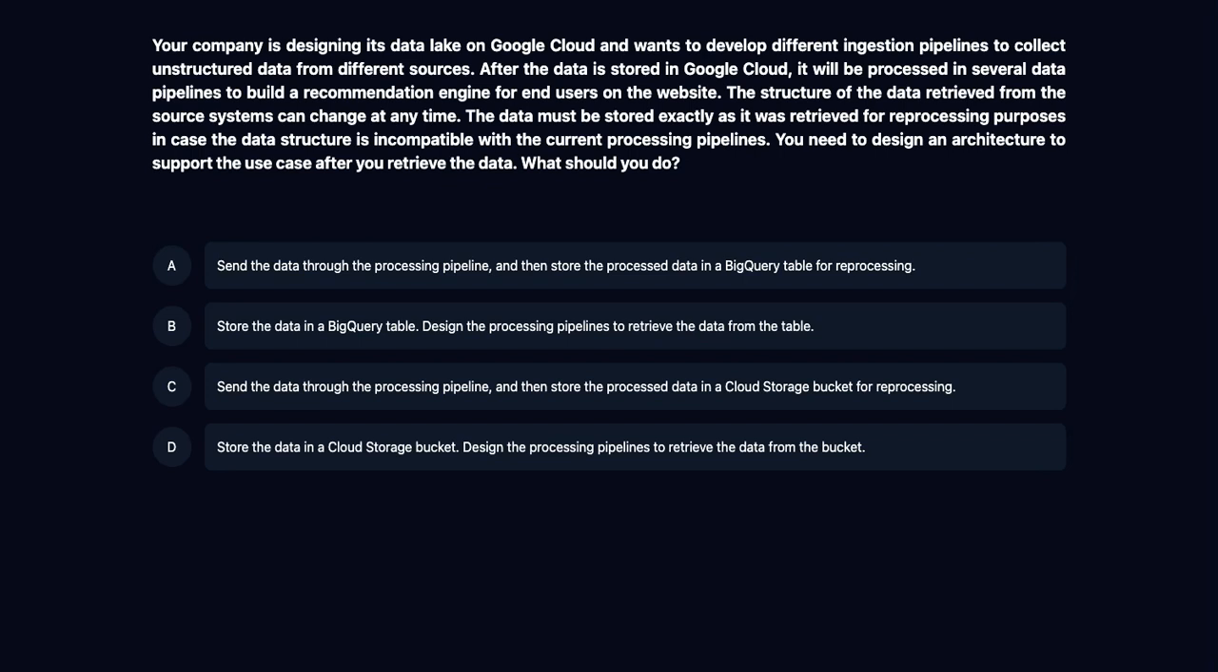Design the processing pipelines to retrieve the data from the table. Option C. Send the data through the processing pipeline and then store the processed data in a Cloud Storage bucket for reprocessing. Option D. Store the data in a Cloud Storage bucket. Design the processing pipelines to retrieve the data from the bucket.